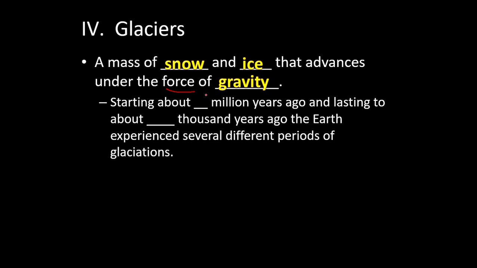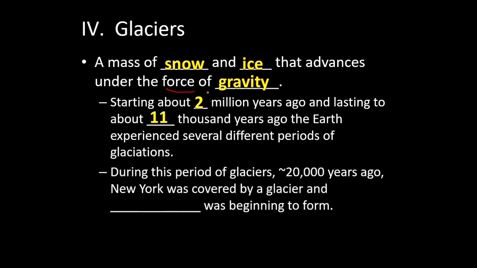So when did we see glaciers? Starting roughly about 2 million years ago and lasting to roughly 11,000 years ago, the Earth has experienced several different periods of glaciation, meaning that most of the northern hemisphere was covered by ice. In fact, some of the ice was over 1 mile thick. So picture an area starting at the North Pole and working its way all the way down past New York, almost as far down as the central part of the United States, covered by glaciers.